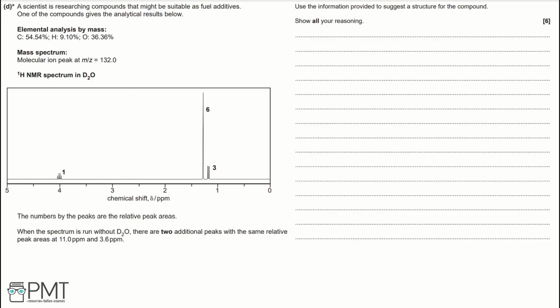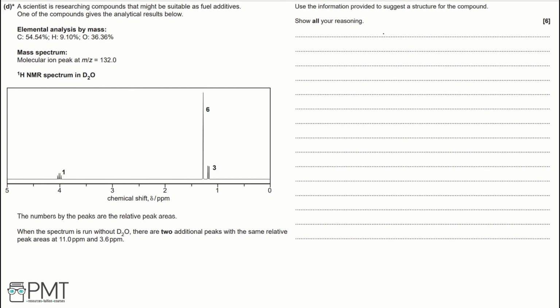Elemental analysis by mass: carbon 54.54%, hydrogen 9.10%, oxygen 36.36%. The mass spectrum has a molecular ion peak at m/z 132.0. The proton NMR spectrum in D2O, where the numbers by the peaks are the relative peak areas. When the spectrum is run without D2O, there are two additional peaks with the same relative peak areas at 11.0 ppm and 3.6 ppm. Use the information provided to suggest a structure for the compound and show all your reasoning.